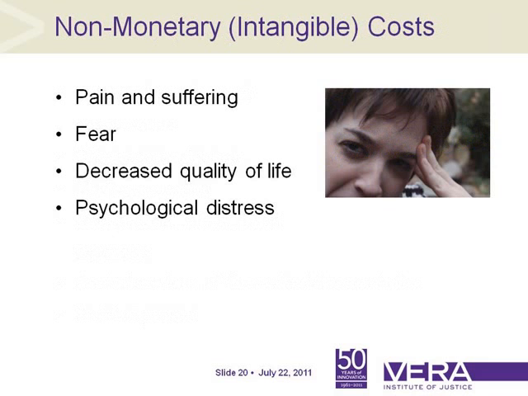The second kind of cost is the non-monetary or the intangible costs. This is a broad group of costs. And these are the kinds of costs that agencies such as ours don't directly compensate. These include pain and suffering, fear, decreased quality of life, and psychological distress.